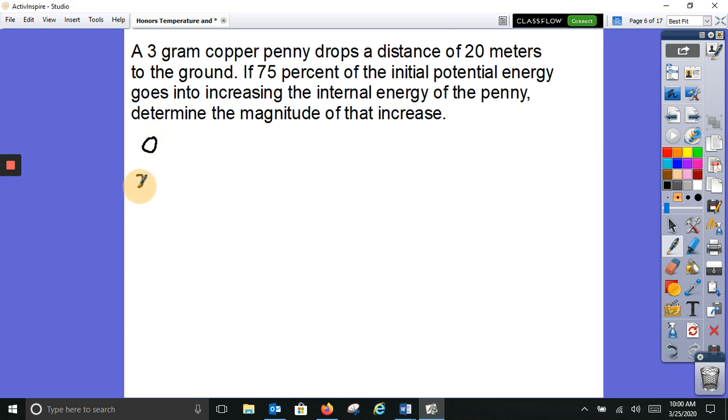We have our penny and it's 20 meters from the ground. So we'll label that as well. We're given that the mass of the penny is 3 grams. We're going to have to change this to kilograms if we're going to solve for things in joules. There's 1,000 grams in a kilogram, so we divide by 1,000, and we get that the mass is 0.003 kilograms. We're also told that the height of the penny is 20 meters.